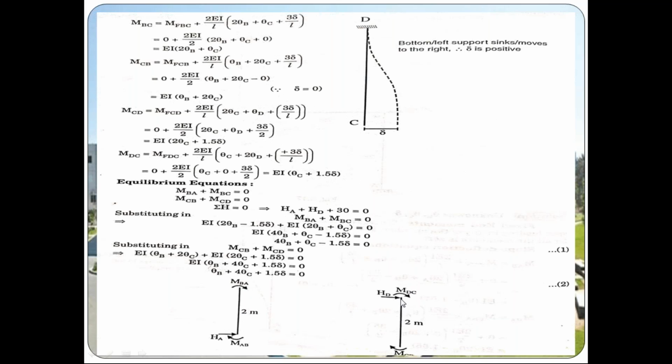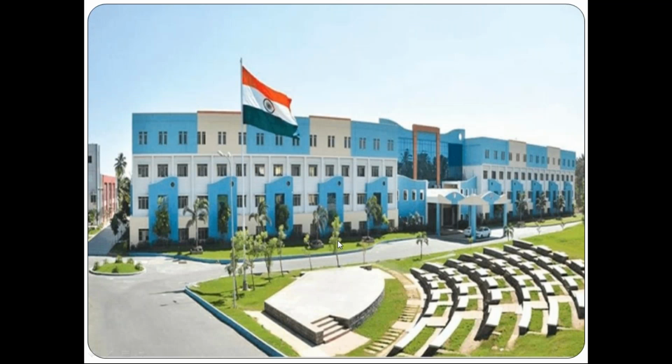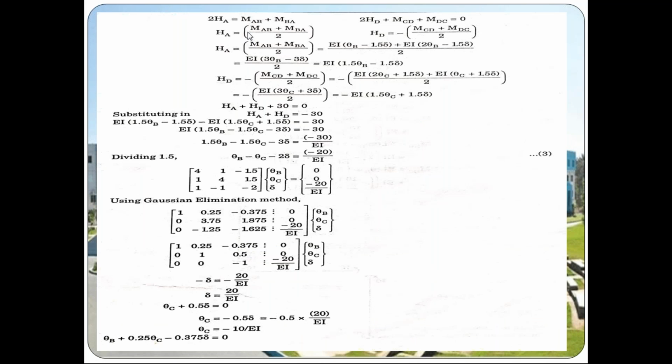Similarly in CD also, joint D is a fixed support, so we are assuming a horizontal force towards the right side, and we are also assuming the moments in clockwise direction. 2 meter, 2 meter, the length of both the spans, that is AB and CD, and we are resolving that. So 2HA is equal to MAB plus MBA. We are taking moment about point A or point B.